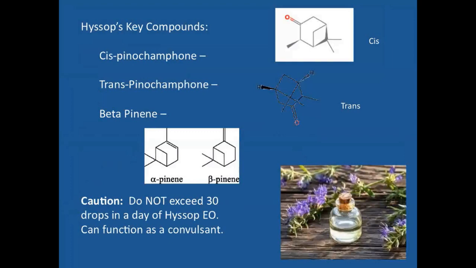Hyssop's key compounds are cis-pinocamphone, trans-pinocamphone, and beta-pinene. So the diagrams are there, cis and trans. The cis and trans refer to the positioning of molecular side chains, and they have different functions based on those positions. One thing that you want to be sure that you don't do is exceed the use of 30 drops in a day of hyssop essential oil, because in that quantity it can actually have a convulsive effect.